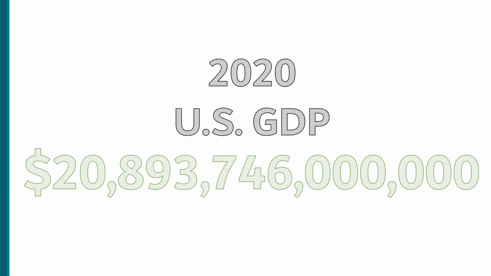In 2020, the US GDP was $20,893,746,000,000. This is both the total amount of spending everyone did on goods and services made in the US and the total amount of income earned by selling those goods and services.